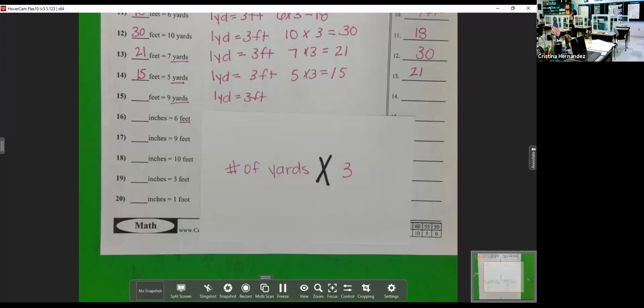One yard equals 3 feet. That's what you start with. Then you can use this little formula to figure out how many feet are in 9 yards. So the number of yards. Y'all that are here, what's my number of yards on 15? Somebody tell me. 9. So you put 9 here.